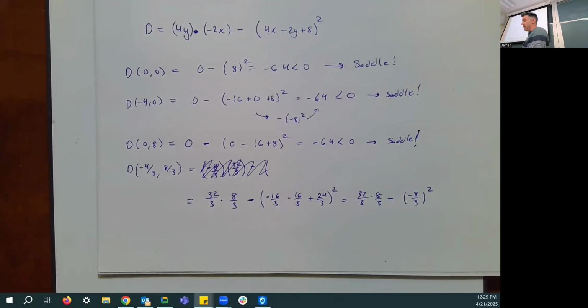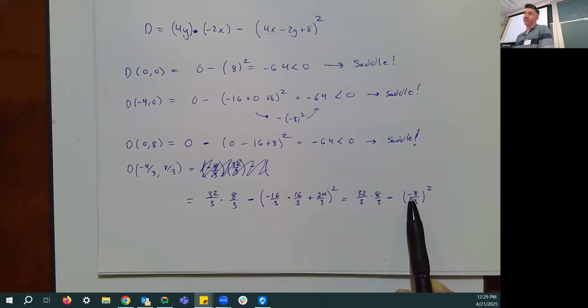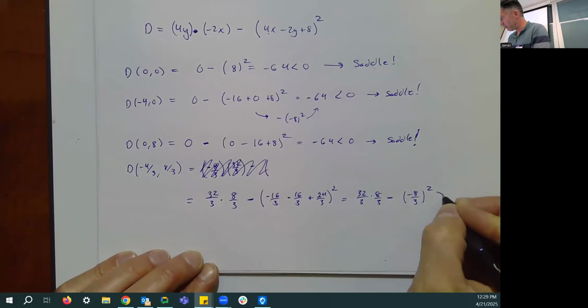Yes, it is positive. And the way I'm really thinking about this, I know that 32 times 8 is bigger than 8 times 8. I'm really ignoring the negative there, right? The 3's on the bottom don't matter. They're going to work out to be the same. But this 32 times 8 is for sure bigger than this 8 times 8. So it's got to be positive.